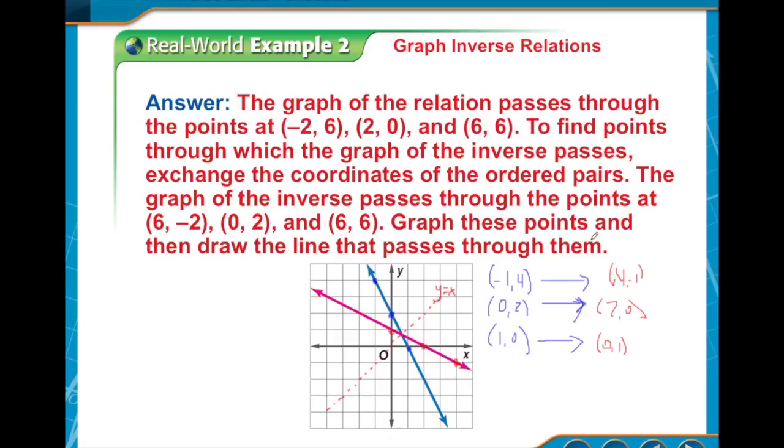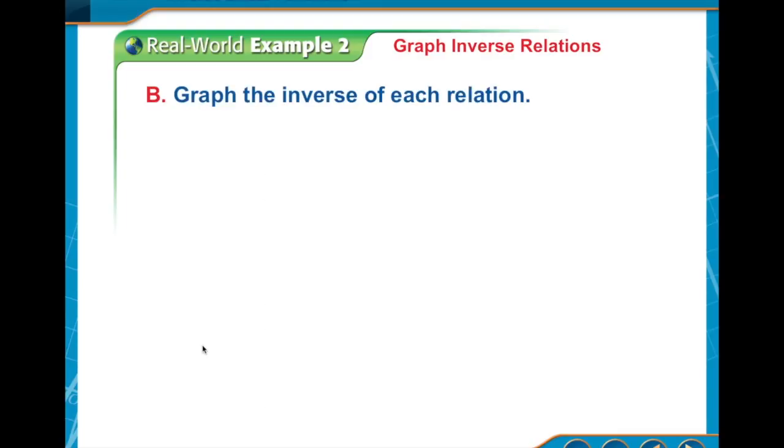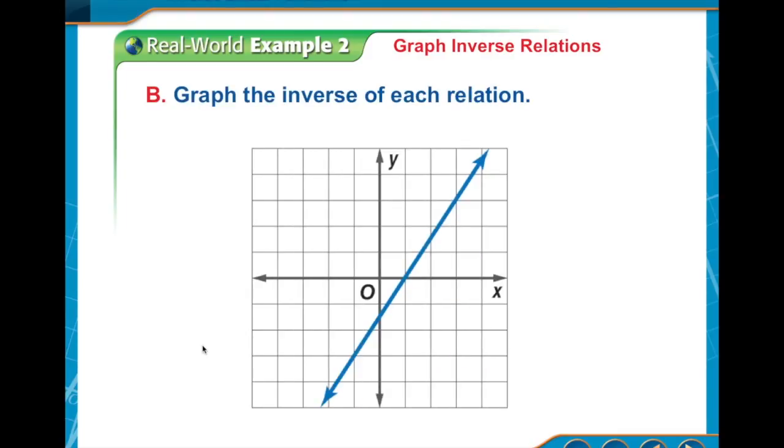But the general idea you need to make sure you understand: change those points, change the order, plot them, and get your new line. So that is example 2, our first one there. So have that down as we jump into the next one. Okay, so here's another graph we can look at. And we want to graph the inverse of this thing. So how would we get there?